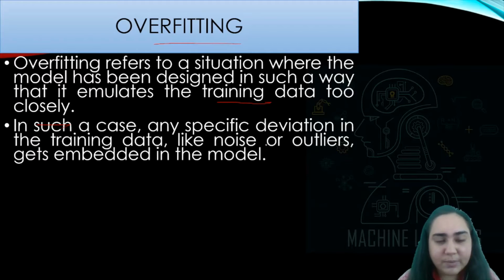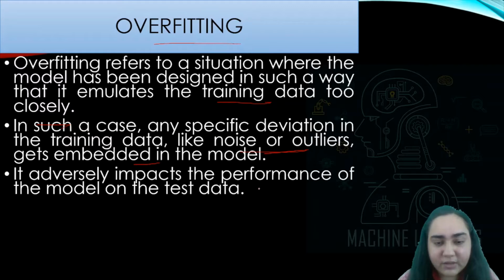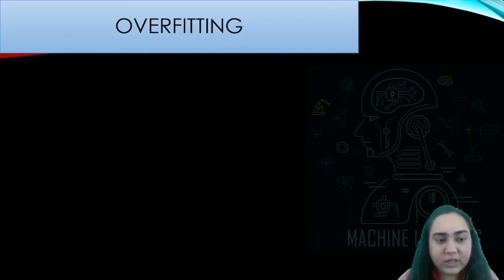And in such a case, what happens? Any deviation from that training data, like if you have noise or outliers or anything, all that gets embedded into the model. Okay, so even in the training data, there can be incorrect values, there can be outliers, and all these also get embedded into your model. So it adversely affects the performance of your model when the test data comes in. Okay, and overfitting in many cases can occur as a result of trying to fit an excessively complex model to closely match the training data. So if you're just aiming for fitting the model completely on the training data, then overfitting can occur.